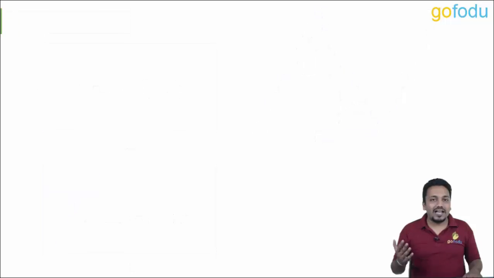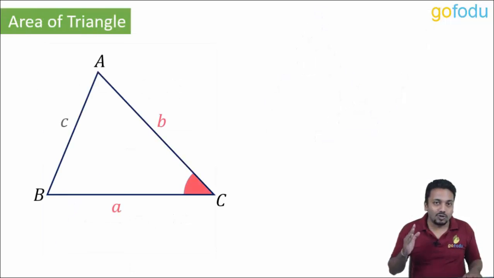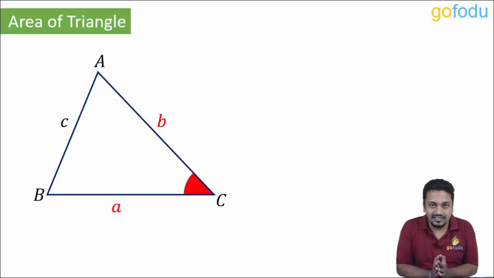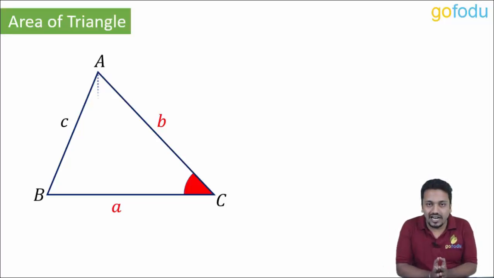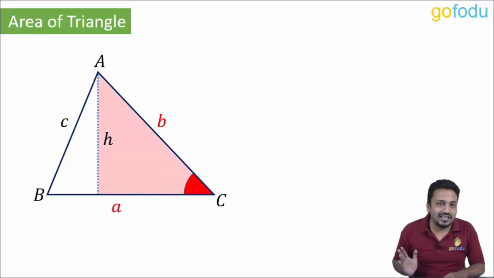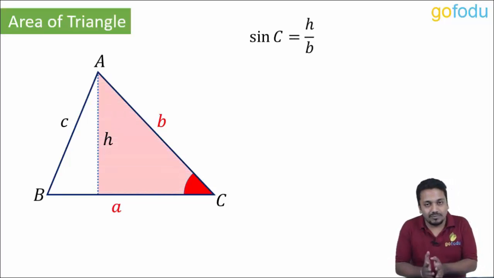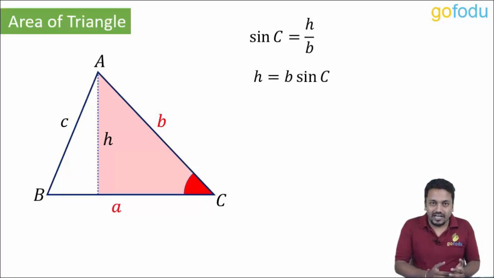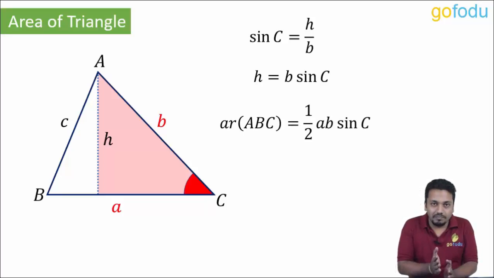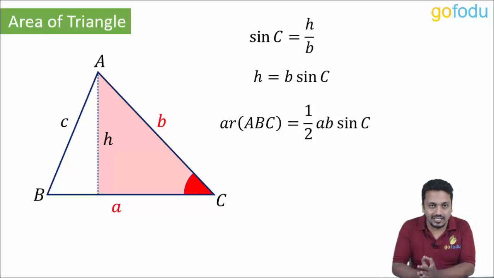Next we have area of triangle when two sides and the included angle is known. Let's say in this triangle ABC, sides A and B and the angle in between, angle C, are known. If h is height, then in this red colored triangle, sine C is h upon B. So h is B sine C. And area of triangle ABC will be half base, that is A, and height that we have just derived, B sine C. Area is half AB sine C.